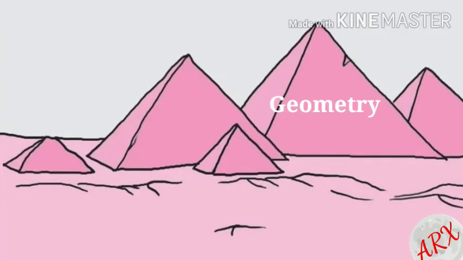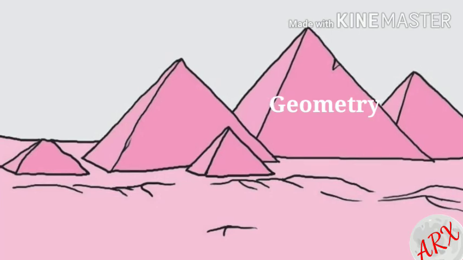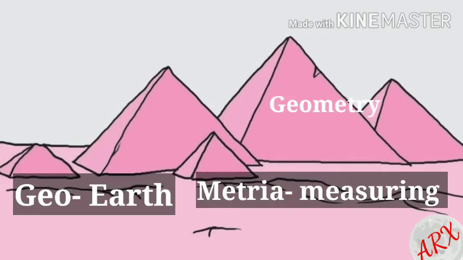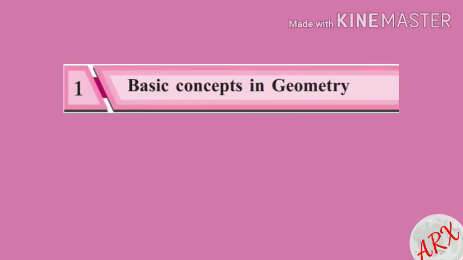The word geometry is generated from the Greek words geo, meaning earth, and metria, meaning measuring. Point, line and plane are basic concepts in geometry. We cannot define them. Lines and planes are sets of points. Line means straight line.